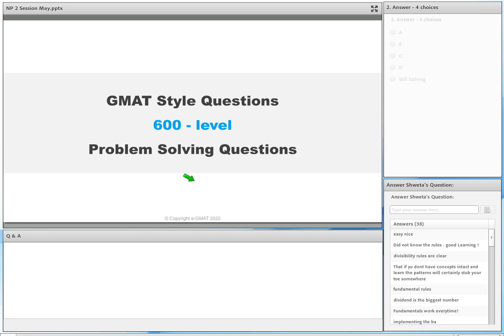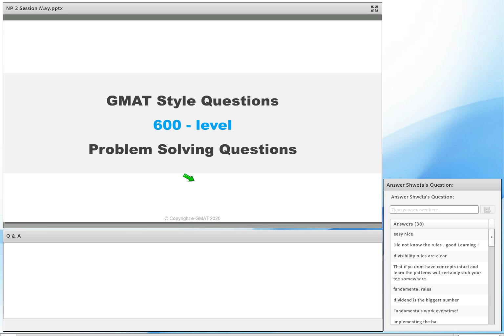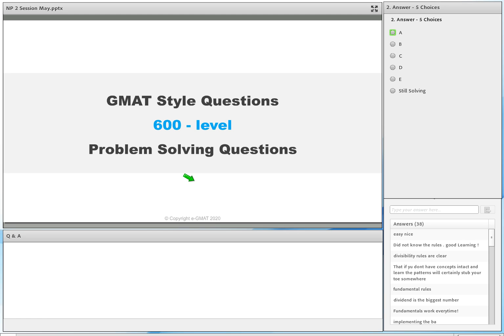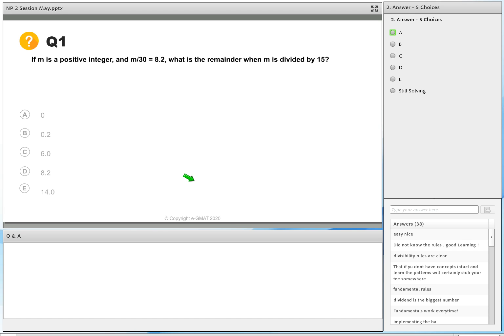This time onwards, we are going to have GMAT style questions. So you are going to have 5 choices each time. I am opening the poll and still solving is what I'm looking for before I show you the first one. All right, then here's question number one.